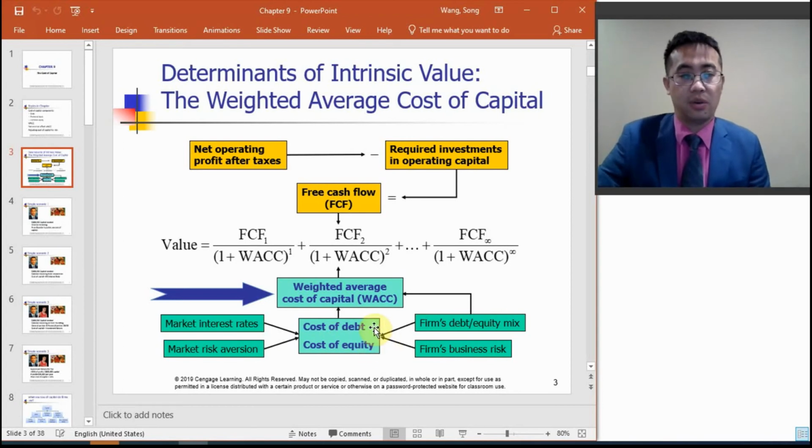Of course, the risk would affect the cost of capital. If the firm has higher business risk, then the overall cost of capital would be higher. And likewise, if the stock market has a higher risk aversion, then people holding company stock would demand higher return to adjust for the risk. That would drive up the cost of capital.